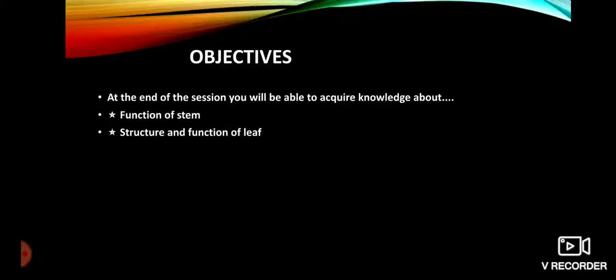In our last class, we have studied that there are different types of plants like herbs, shrubs, trees, creepers and climbers. Today, let us study in detail about the parts of the plants. The main parts of the plant, stem and leaf, we are going to study today. First, we can move with stem. Let us check.